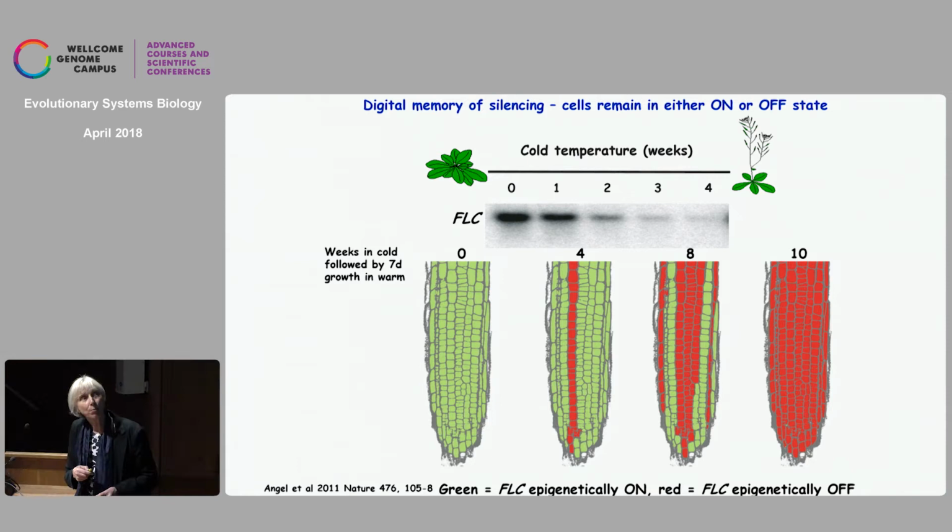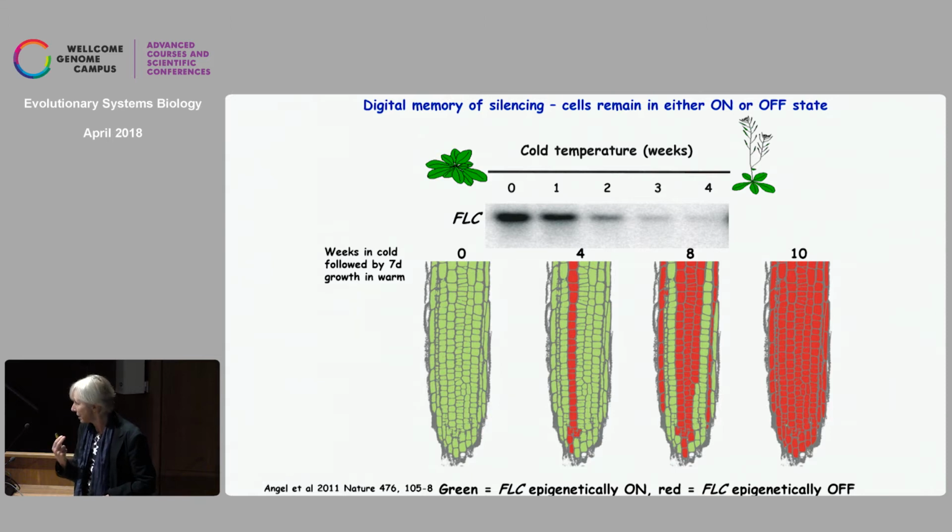So if you look at a plant, and I'm actually going to show you a picture of a root, which is why there's a schematic of a root here. So here's a root with no cold. We have a traffic light system, so gene on, green, FLC is on. And slowly, as the plants are exposed to increasing weeks of cold, you have a switch in a gene, at the locus in a cell, and I've drawn one here actually in the meristem. In the cold, the switch is happening.